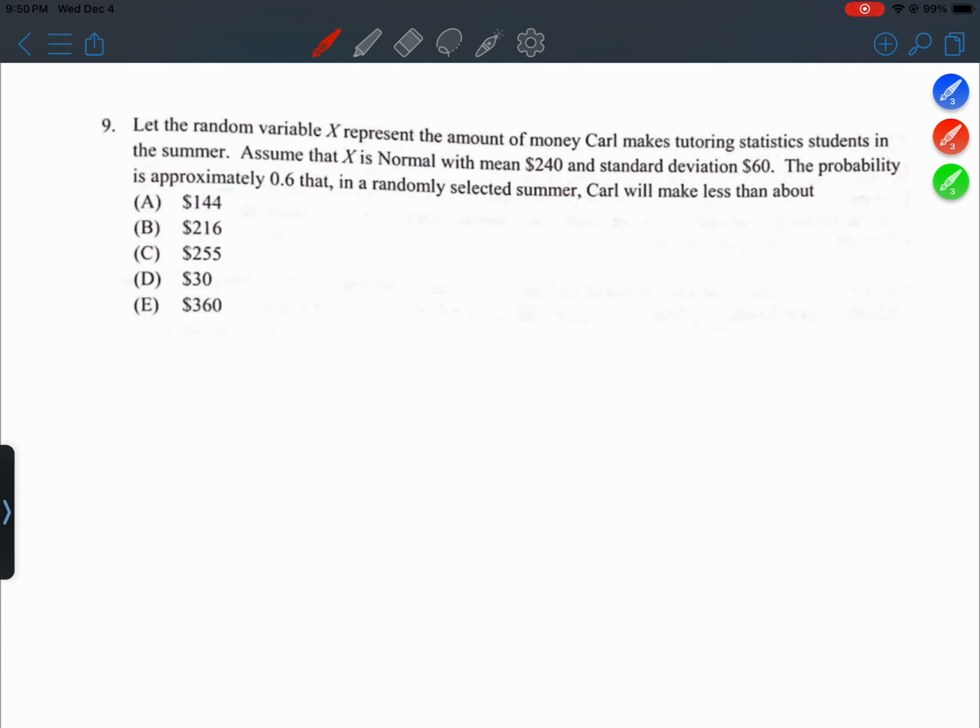All right, so let's start with drawing a picture, a sketch of this distribution. So it's normal with mean 240, standard deviation 60. Don't worry about labeling the standard deviation in the picture, just label the mean 240 in the center.